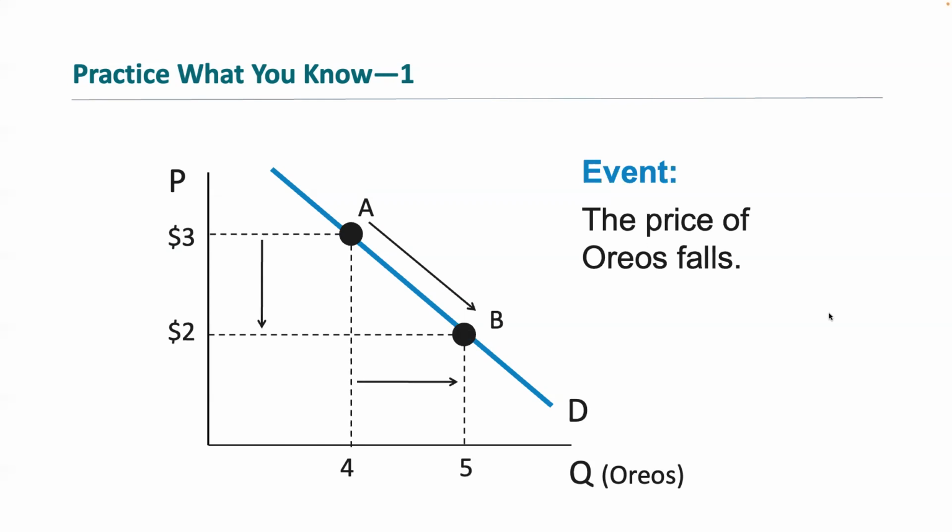With that change in price, we're just going to have movement along the curve. So this is a change in quantity demanded because just the price changed. And you can see here that if the price goes from $3 down to $2, that demand is going to increase. So people are going to demand 5 Oreos rather than 4. So it's a change in the quantity demanded, and it's just movement along that curve.